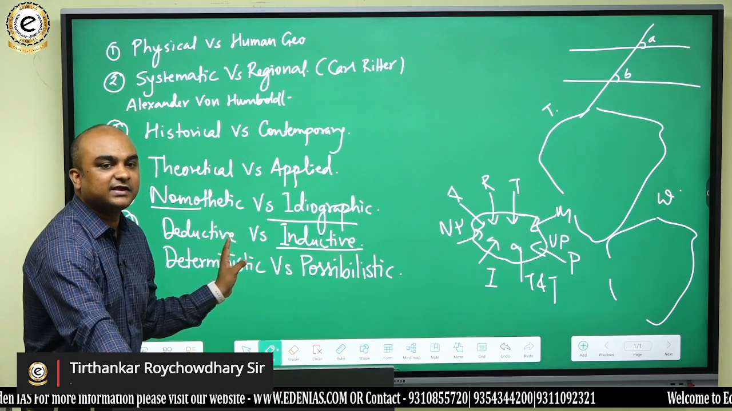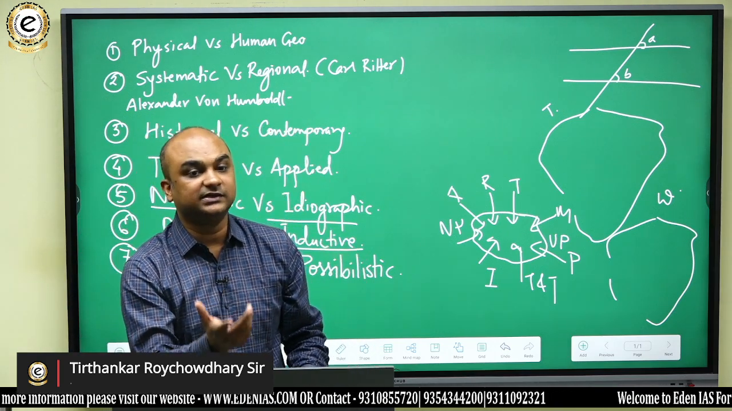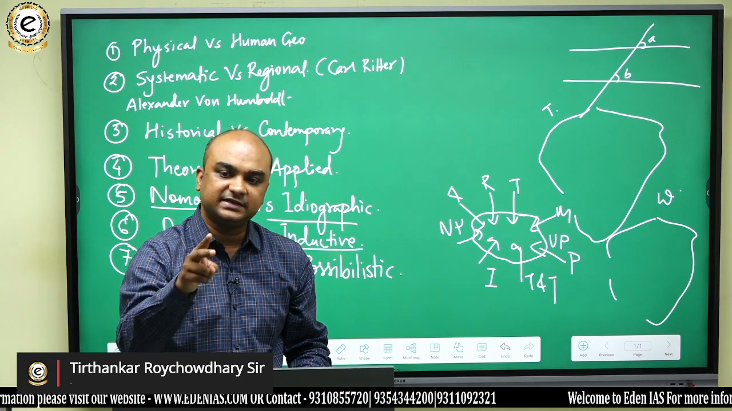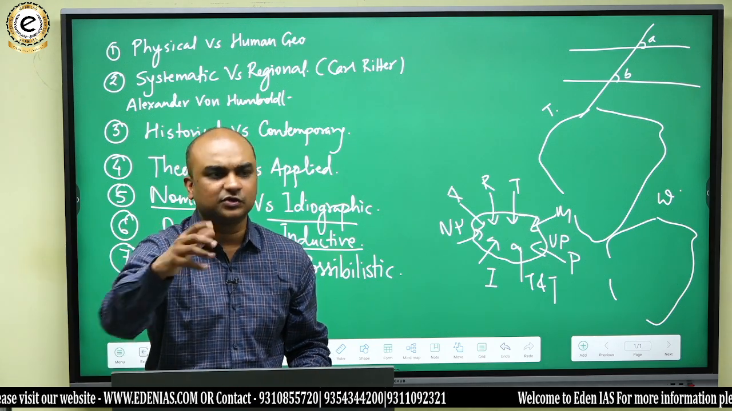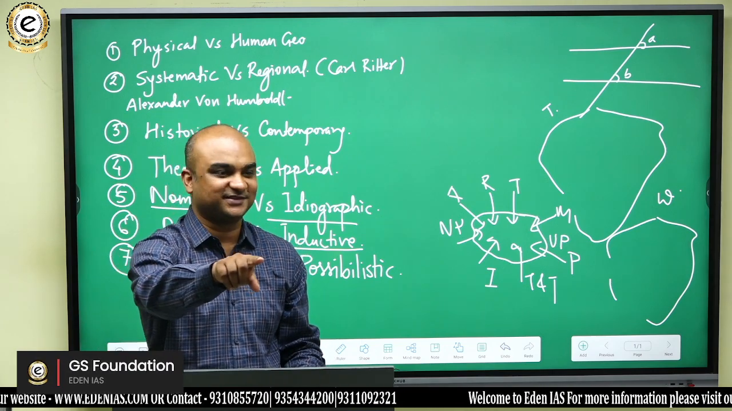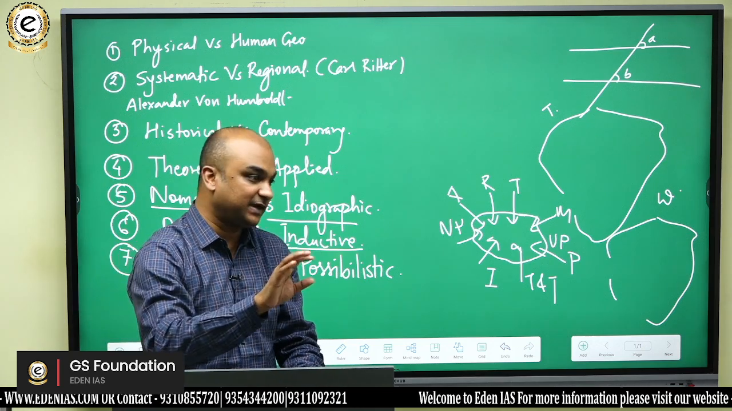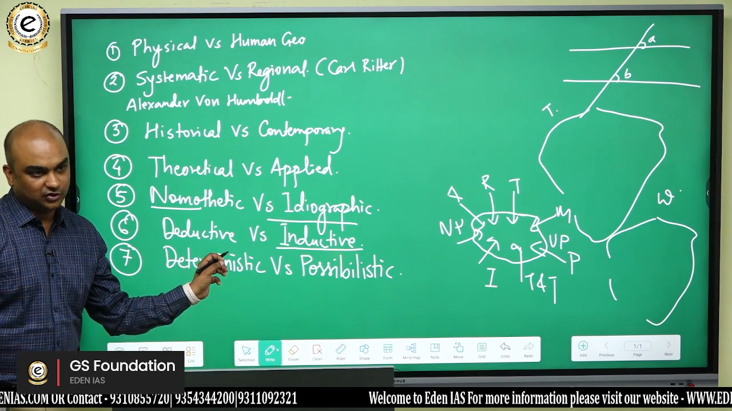Now, determinism can also be of two types: natural determinism and cultural determinism. Some people say that nature decides everything. Some people say that culture decides everything. Like the religion that you are following decides your food habits. Got it? But culture is also influenced by nature to some extent. So that's why it is actually nature which is determining everything. That is the deterministic school of geography.